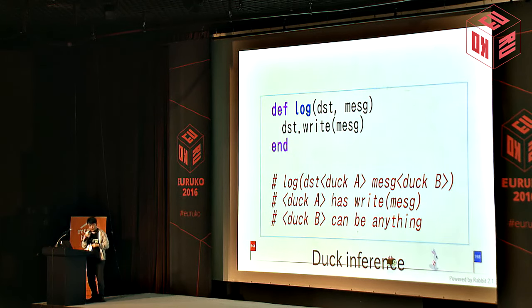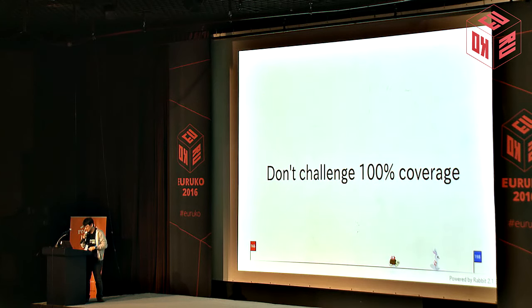For example, this is a Ruby program, and the following is the result of the inferencing. So we have two distinct types, two ducks, duck A and duck B, which are generated names. Duck A has a write method with the argument message, and duck B can be anything. So duck typing doesn't achieve 100% coverage, unlike other static typed programming languages.